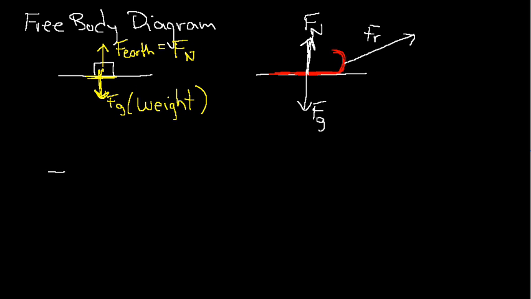Another example, let's say you have a table. Here's our table, and we've got a physics book on top of the table. What forces are acting on the book? Well, we have gravity, so there's our force of gravity acting downward. And then, of course, we have the normal force of the table acting upward on the book.